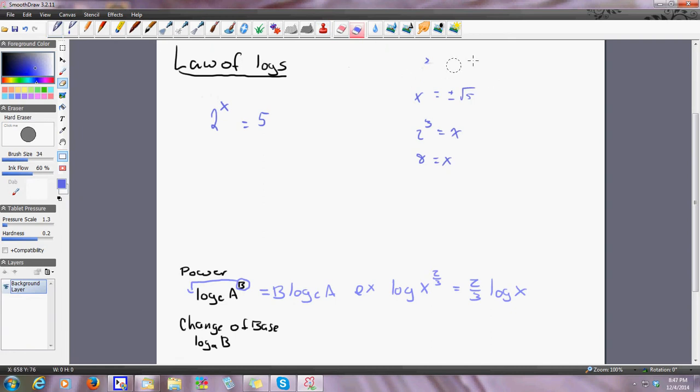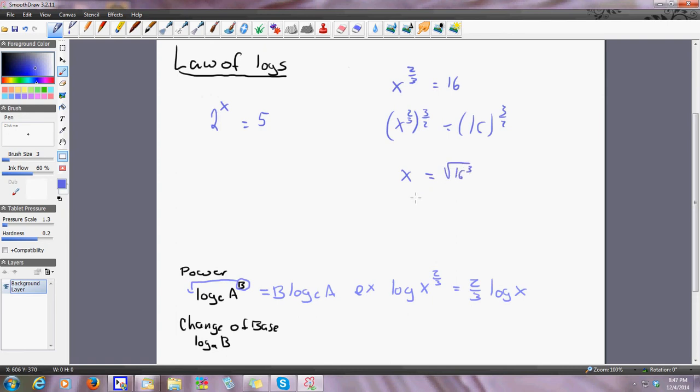And there's one other thing I want to show you. If we had something like this, I'm going very quickly, x to the 2/3 equals 16. What you could do is raise both sides to the 3/2 power, and this becomes 6 over 6, which is 1. And you'll get the square root of 16 cubed, which would be 4 cubed, which is 64. Like I said, I'm just going through this really quick, and I just want to point out that you know how to do all those things already, or at least you should.